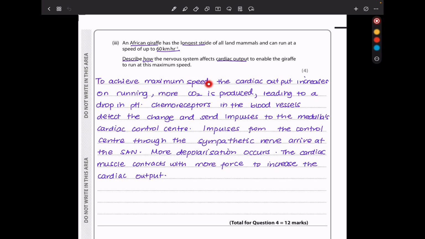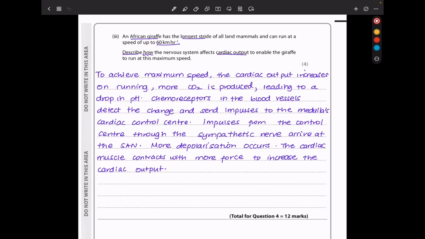So I say, to achieve maximum speed, the cardiac output increases on running. More carbon dioxide is produced, leading to a drop in pH. Chemoreceptors in the blood vessels detect the change and send impulses to the medulla's cardio control center. Impulses from the control center through the sympathetic nerve arrive at the sinoatrial node. More depolarization occurs and the cardiac muscle contracts with more force to increase the cardiac output.